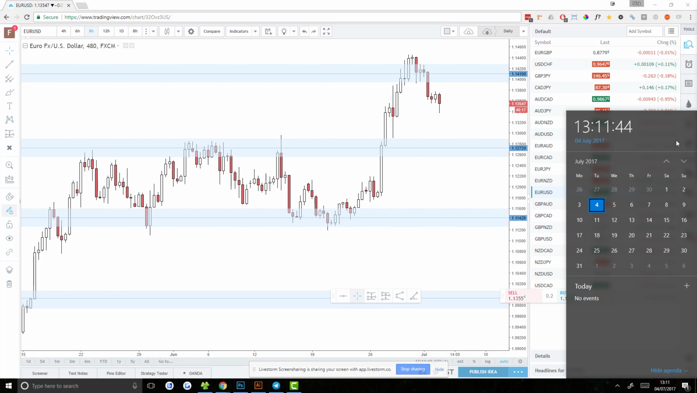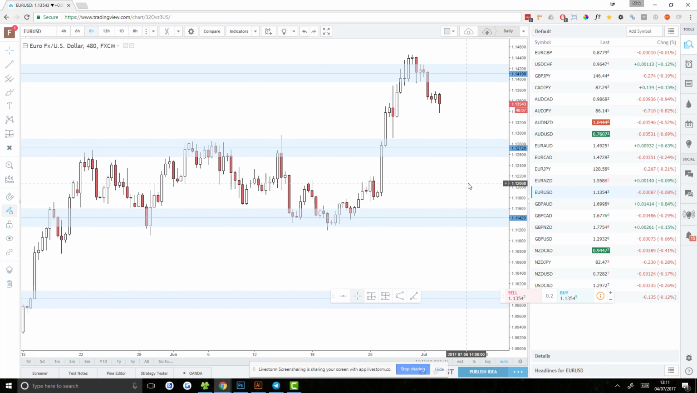Today is Tuesday, the 4th of July, 2017. Happy Independence Day to you Americans. It is 13:11 here in the UK. Let's get started with the analysis.